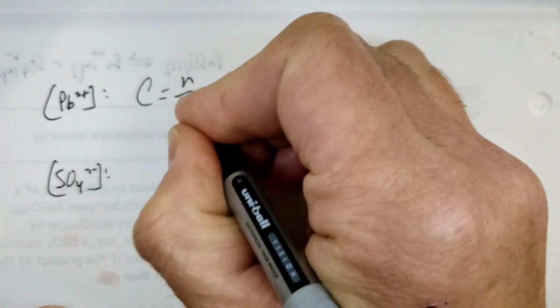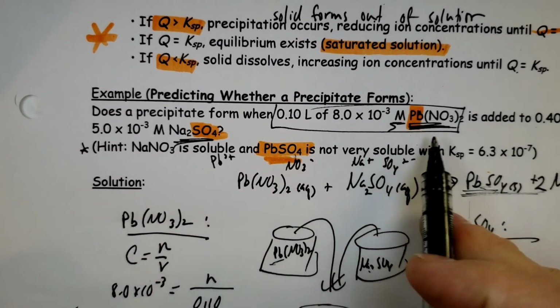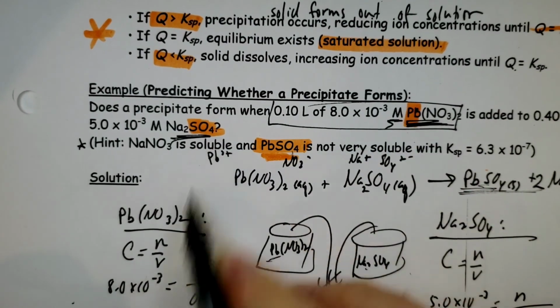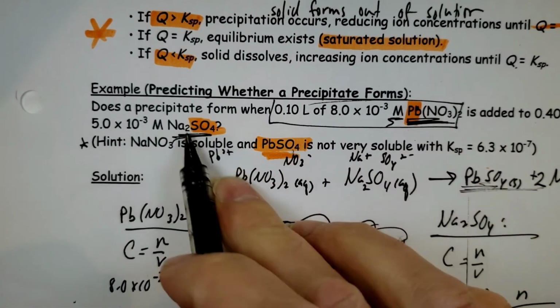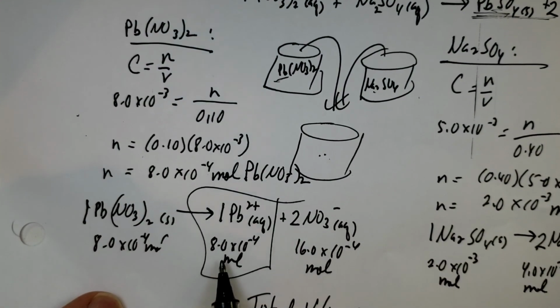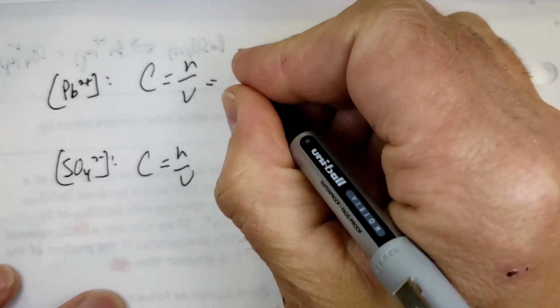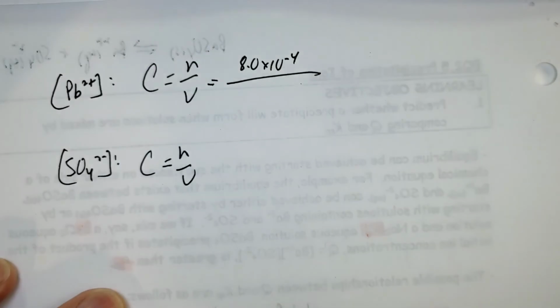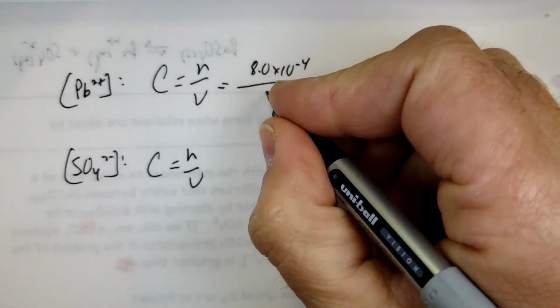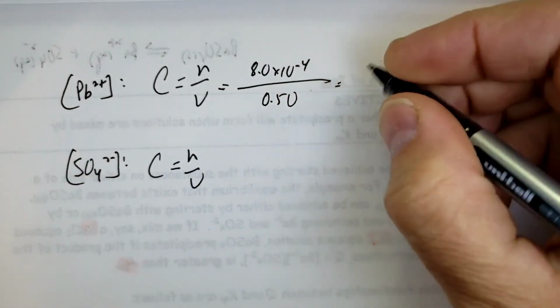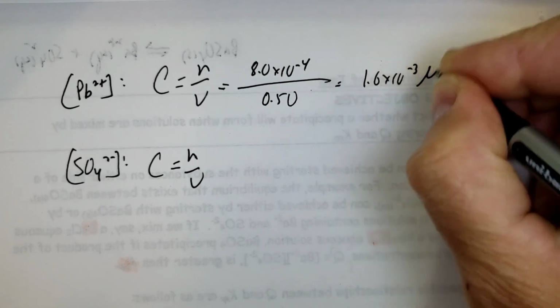So it seems like I'm repeating here. I'm doing what I did before, but I'm not, because earlier I was looking at lead nitrate and sodium sulfate. I know the concentration of that compound, but now I'm going to have lead combining with sulfate, making the new solution. So the number of moles of lead I have, 8.0 times 10 to the minus 4, and my total volume of solution, 0.5. So that's going to give me 1.6 times 10 to the minus 3 molar.